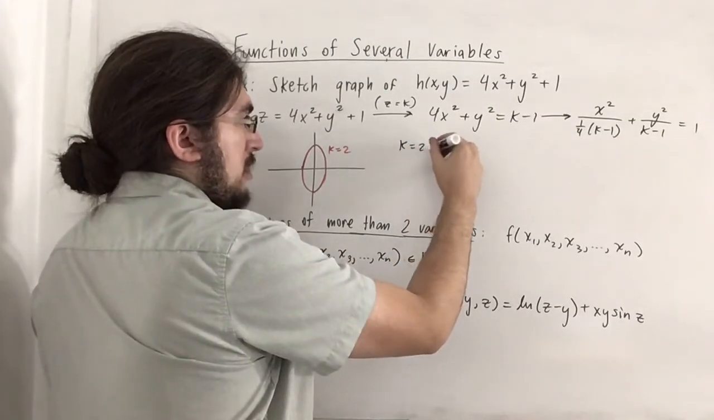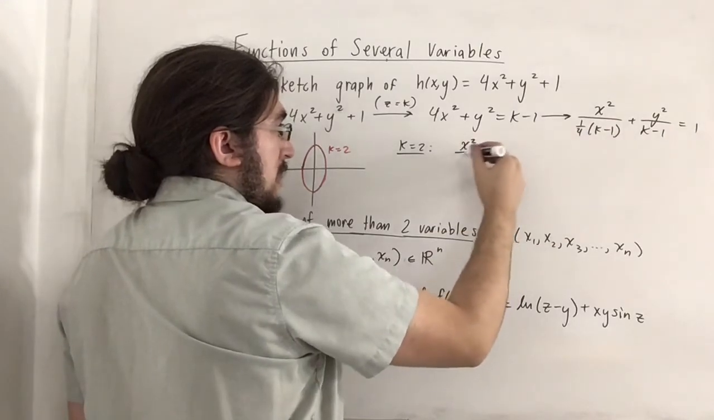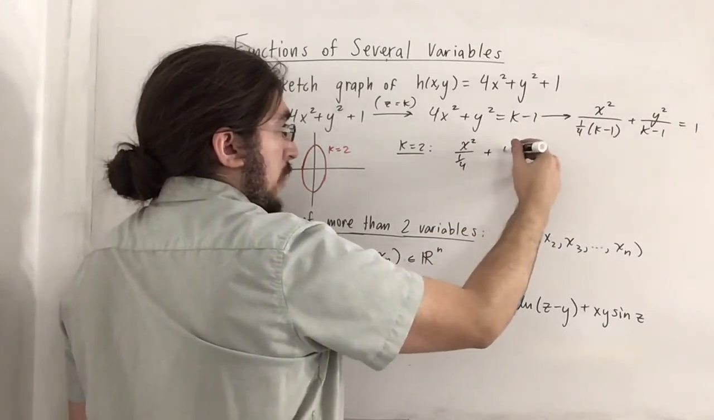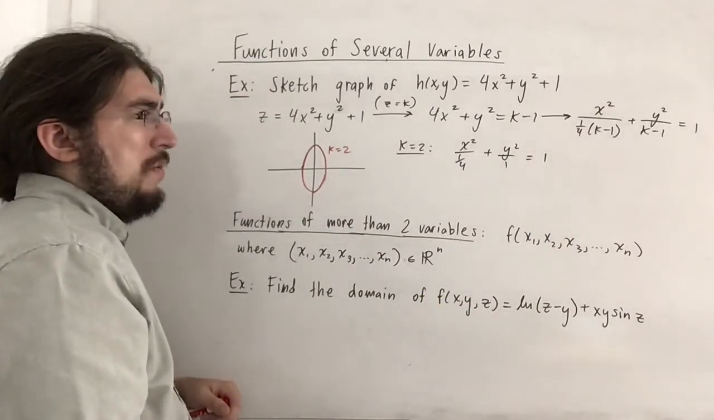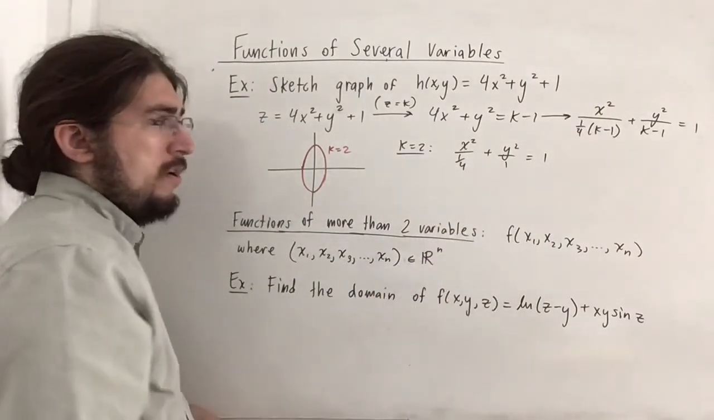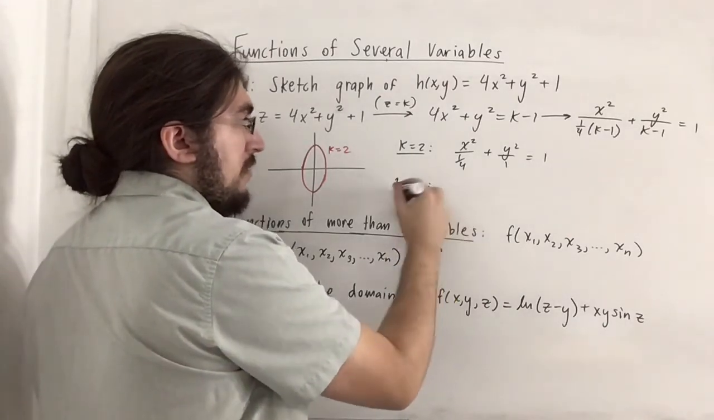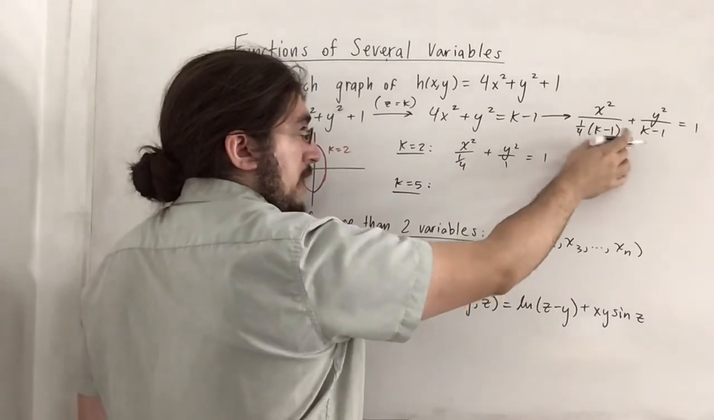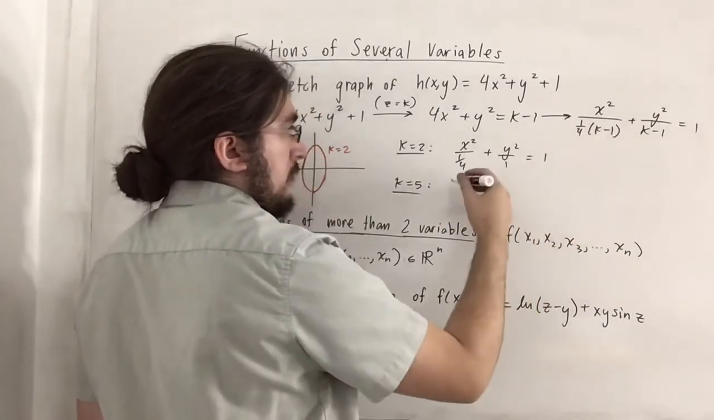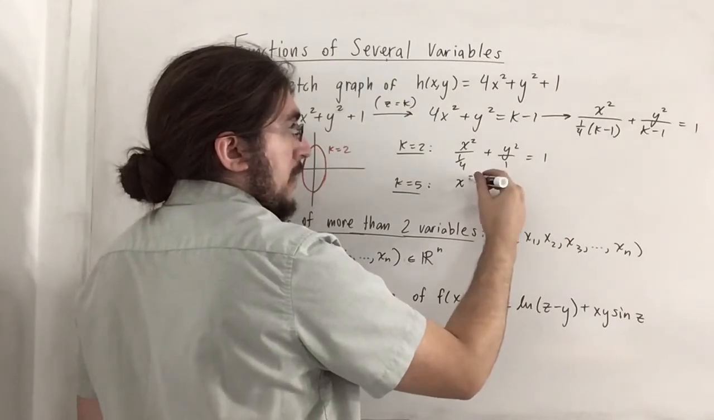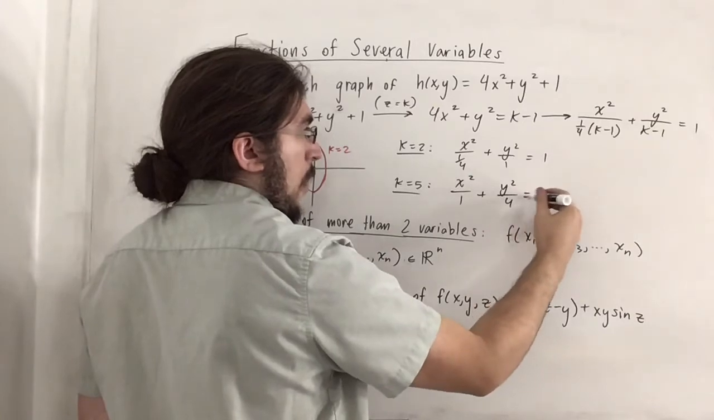So when k is equal to 2, that becomes 1, so we get x squared over 1/4 plus y squared over 1 equals 1. The next value I want to plug in is something where k minus 1 is a square, so how about 5? Because when k is equal to 5, you get 1 here and 4 here, because 5 minus 1 is 4. So we end up getting x squared over 1 plus y squared over 4.